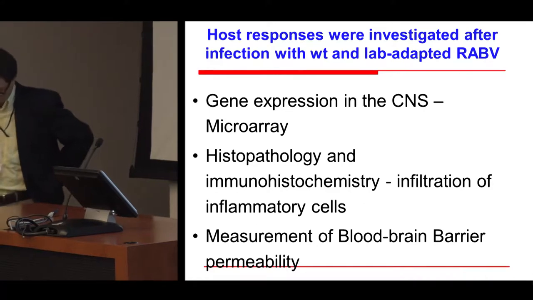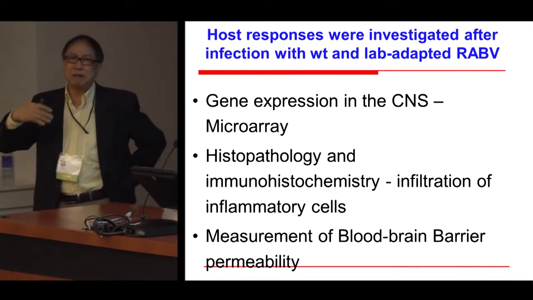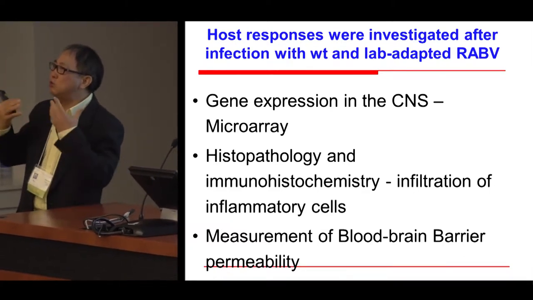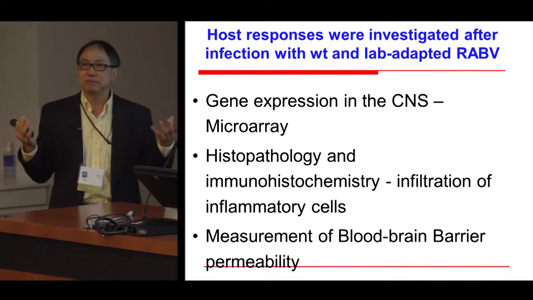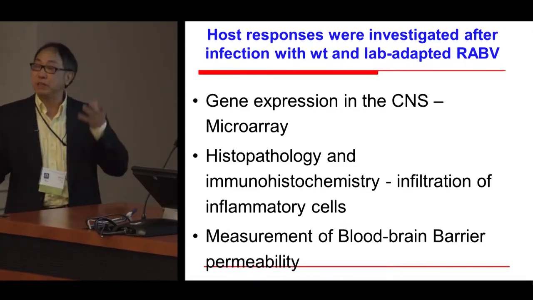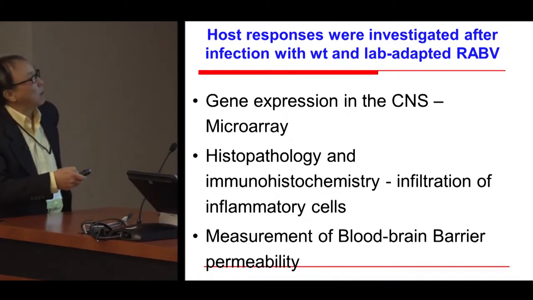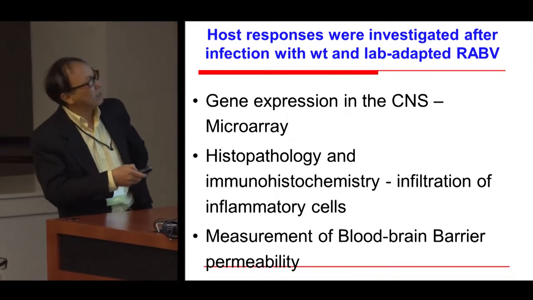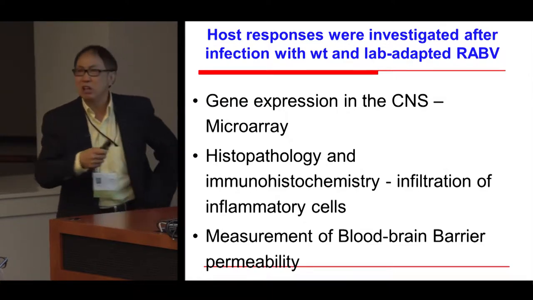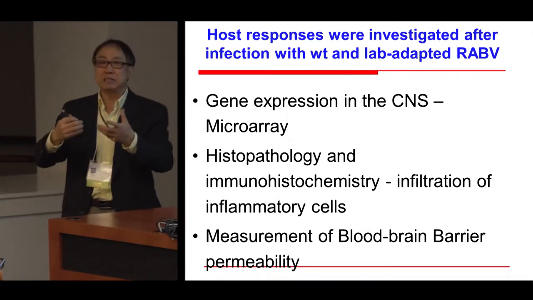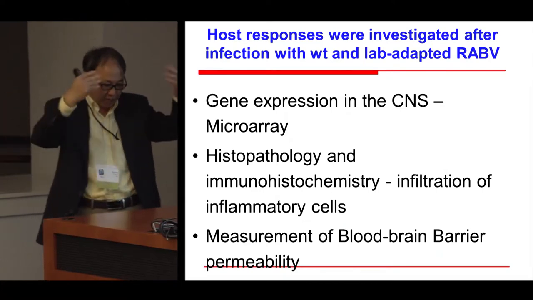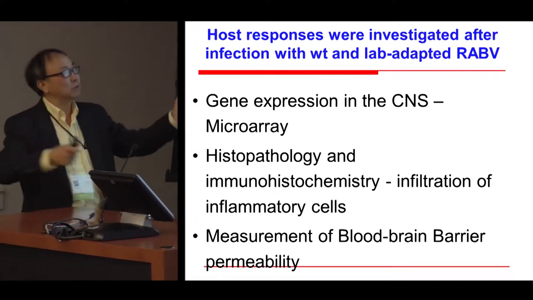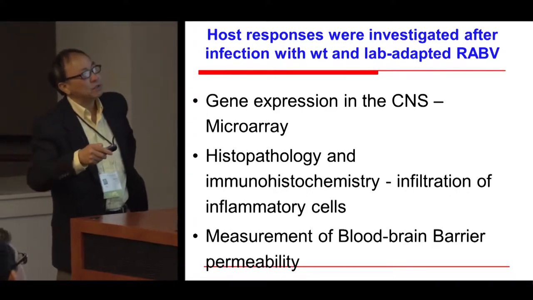So what have we been doing in the lab for the past, say, 10 years? We have been looking at the host, how the host responds to rabies infection. Why can't the host control the disease? Basically, again, explaining why the disease is so lethal. We looked at host gene expression. Of course, anything that comes into us, we have got to respond to. That's the balance: either we get rid of the pathogen, or the pathogen kills us. So we looked at the host response using microarrays.